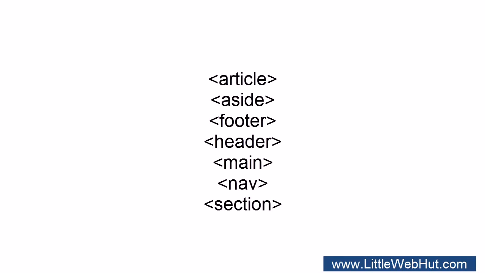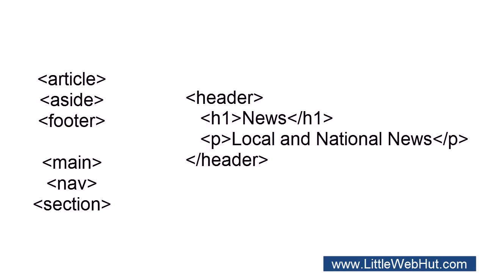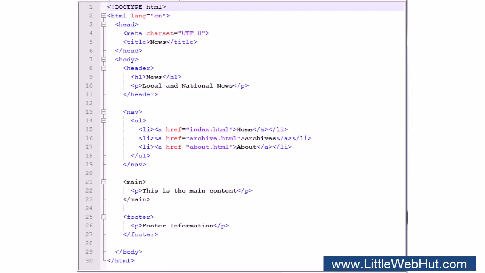These are the new HTML5 elements that I'll be covering. All of these elements can contain other elements. For example, here is a header element used to contain an H1 heading element and a paragraph element. Not only can these elements contain other elements, but they can also tell you something about how these elements are being used. Here's an example to show what I mean.